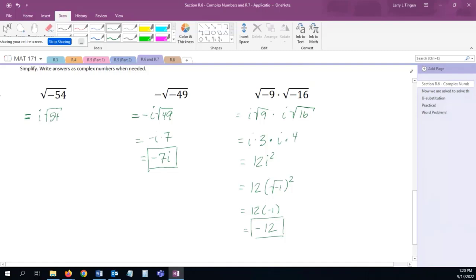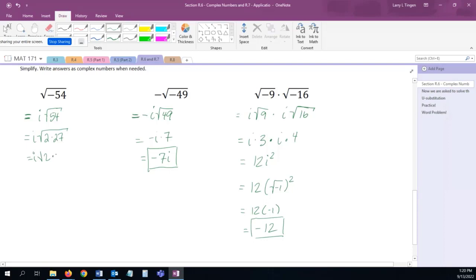On the left, let's come back over here. i times square root of 54. For me, is there a perfect square in here? It doesn't jump out at me, right? But I do know 54 is even. So half of 54 is 27. All right, 27 is 3 times 9.